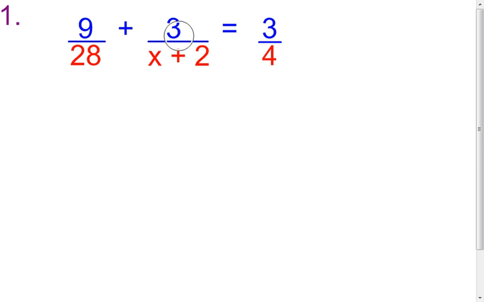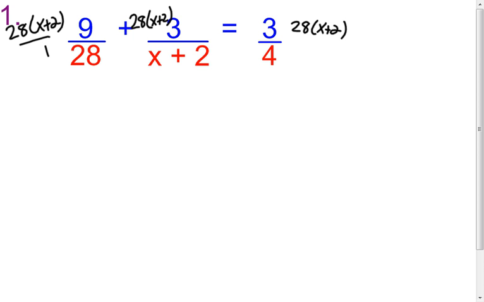So the bottom line is you need to bring those variables that are in the denominator to the numerator. And the way you do that is you multiply every single term through by the common denominator. And again, the common denominator is 28 times x plus 2. As long as I multiply every term by that on either side of the equal sign, that is a legal move. So that's what I'm going to do. Okay? When I do that, and by the way, this is over 1, right? So when I do that, here is what happens.